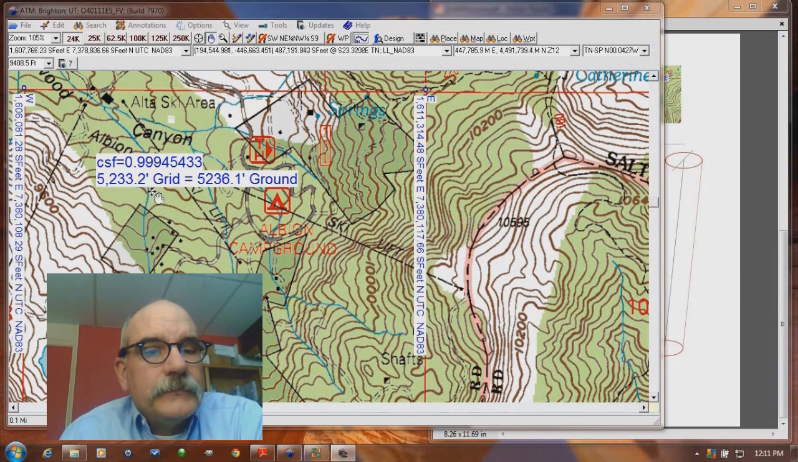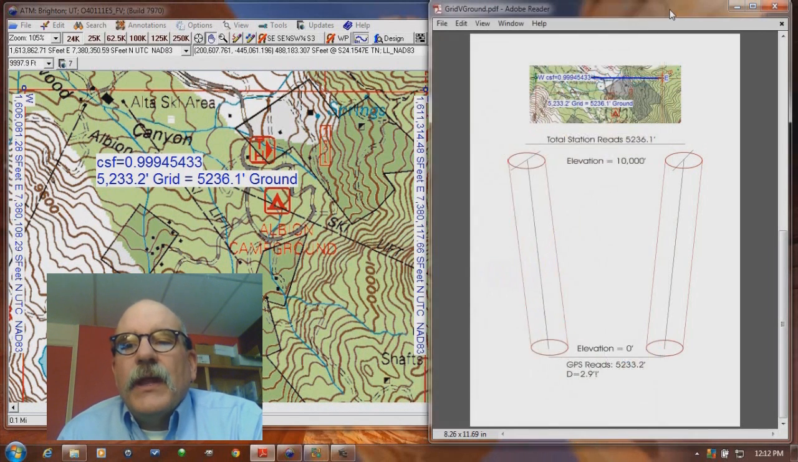5,233.2 feet. If we measure the distance with a total station, so set a total station over here, shoot over to a reflector over here, we'll get 5,236 feet. That's a difference of almost 3 feet. What's going on? Well, to visualize this, I've made a little drawing.